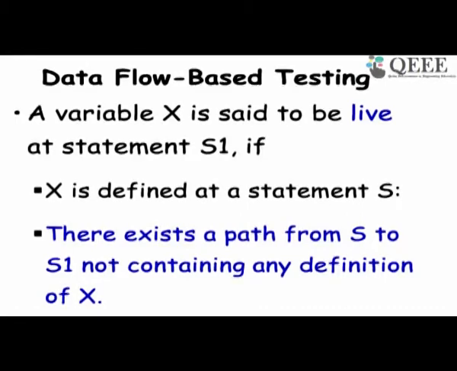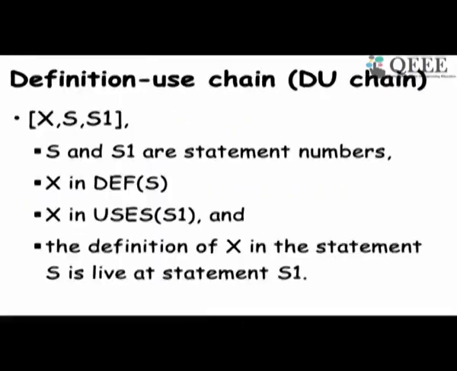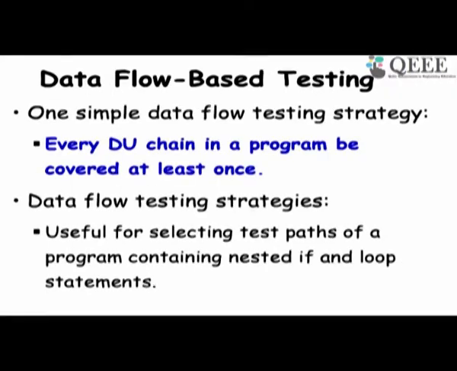And based on that concept, we can define the DU chains. The definition-use chain is when a variable is defined at some statement and is used at another statement and is also live at that statement. Then we call it a DU chain. So a DU chain is defined as a variable, the statement S at which it is defined, and the statement S1 at which it is used, and it is live at S1. Then this forms a DU chain. So a data flow test requires every DU chain to be covered at least once.